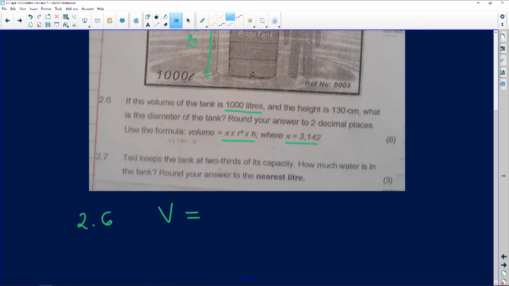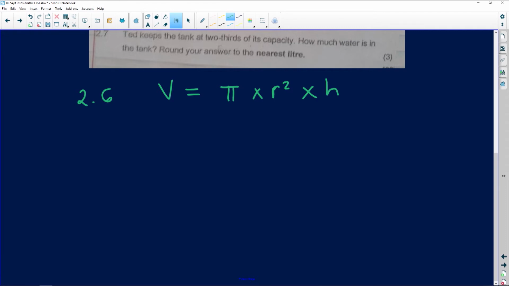Volume is equal to pi times r squared times height. Okay? So we have to manipulate this formula, but in order for us to find the diameter, we need to know the relationship between diameter and radius. I'm just going to put a little note on the side there.